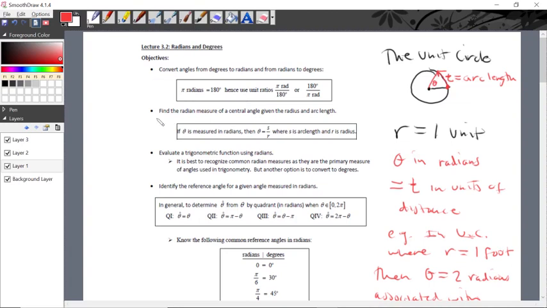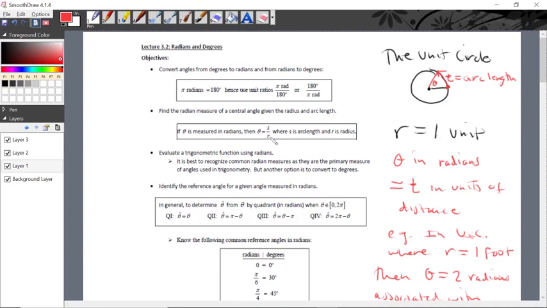Okay. Now you have the conversion here between radians and degrees. Why is that the conversion factor? That pi radians equals 180 degrees. We'll take a look at why that is. And if theta is measured in radians, then theta equals s over r. This is already going to be true anytime we're in the unit circle.